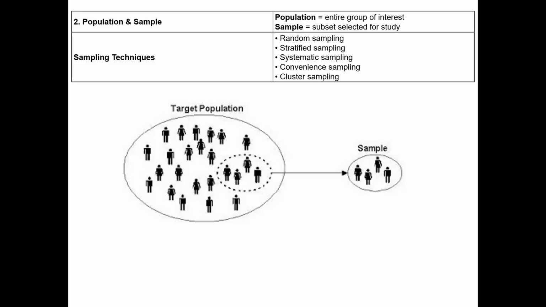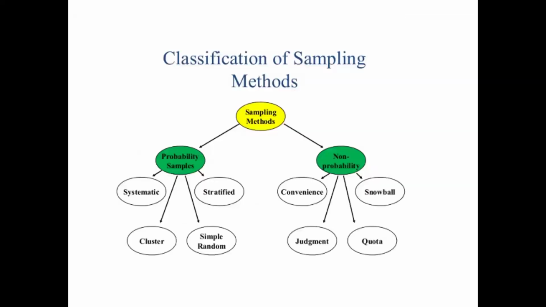A sample is a subset of the population. Usually there are four to five sampling techniques, randomized and non-randomized. I will take the randomized techniques: stratified, systematic, convenience and cluster sampling. These are the types, and we can take them one by one. Classification of sampling is probability and non-probability. In probability: systematic, stratified, cluster, and simple random sampling. And non-probability: convenience, snowball, judgment, and quota. These are the sampling methods.